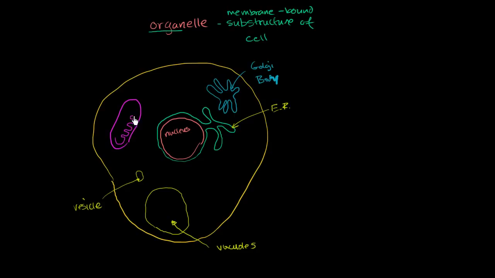Let me draw it like this. It has an inner and an outer membrane. So that right over there is a mitochondrion, where it really takes sugars and is able to take that sugar's chemical energy and turn it into ATP, which is still chemical energy, but a more readily used form of energy.